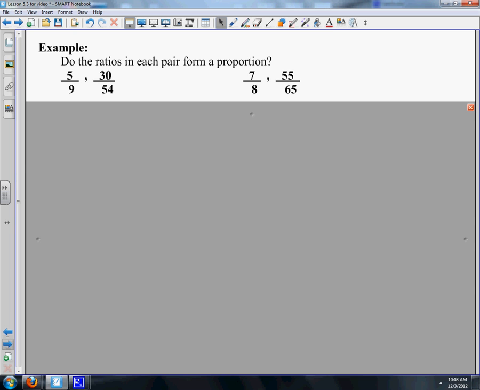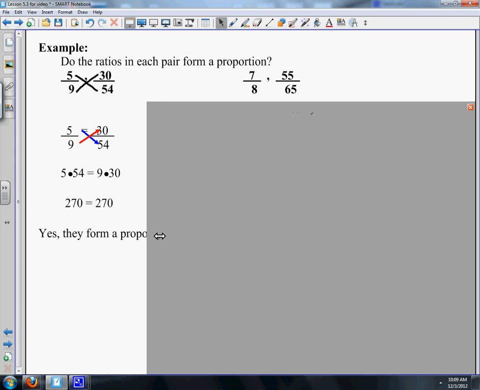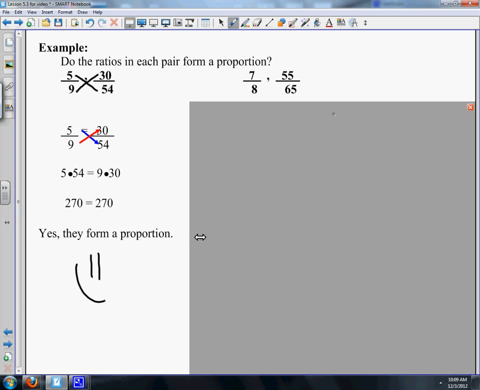Okay, first one. I am going to do 5 times 54 and 9 times 30. So if you look at that, I've already done it. 5 times 54 is 270, and then this one, 9 times 30, is also 270. So yes, they form a proportion.